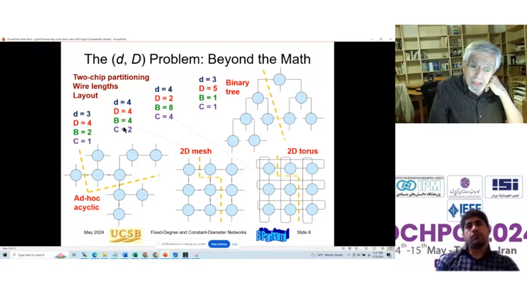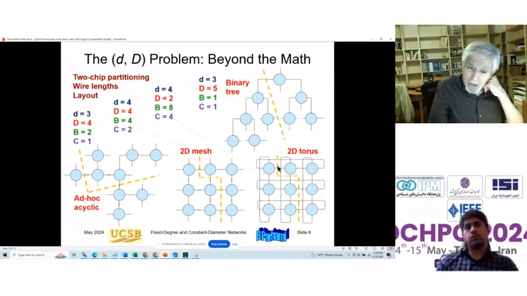The bisection width ranges from 2 for this network, 4 for the mesh, 8 for the torus, and 1 for the tree. When the bisection is small, in other words, I can just cut one link and bisect or divide this network in 2 parts, it's a sign of low resilience. In other words, a single edge or link failure, this one, can disconnect part of the system from the other part, and that's not a good attribute.